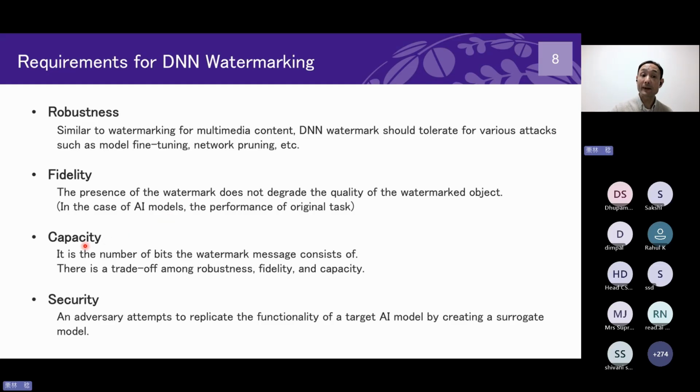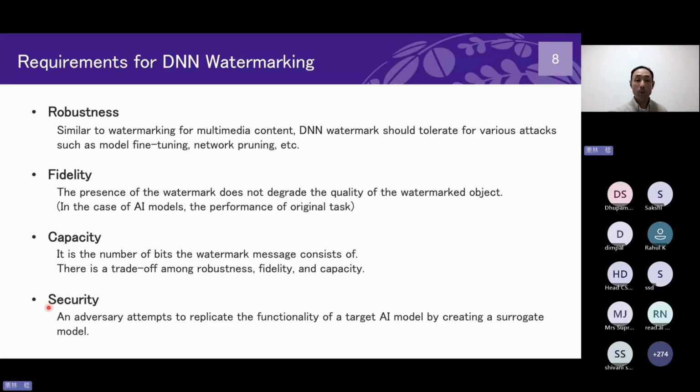And the third one is capacity. It is desirable to embed more information into the model, right? But it is a very sensitive issue in this case because there is a trade-off among robustness, fidelity, and capacity. So the balance among these three requirements is very important. If you want to increase the robustness against attacks, the capacity will become small.